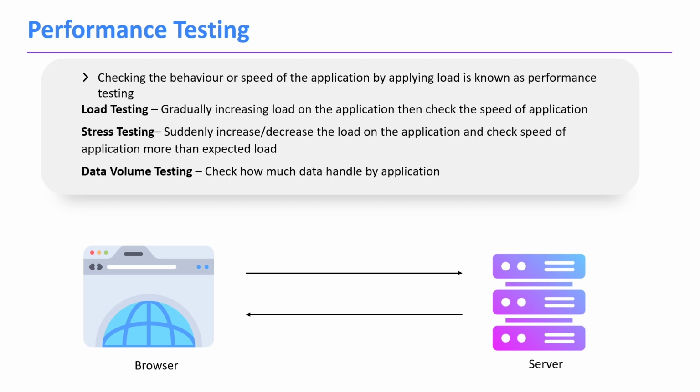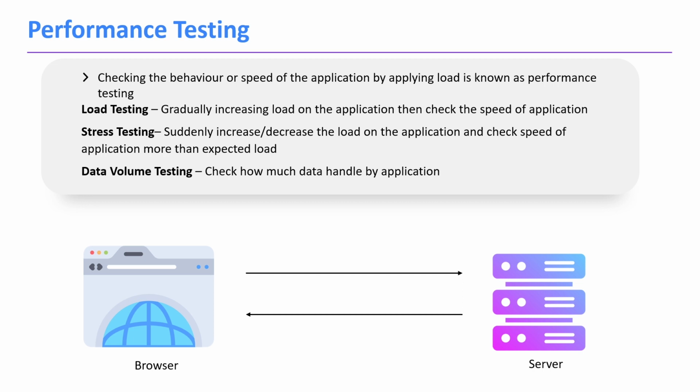One is load testing. So what is load testing? Load testing means gradually increasing the load on the application, then checking the speed of the application. Gradually increasing means first we will check for a few users like 10 users, then 20 users, then 100, then 200, then 500. Like this, slowly we will increase the users and check the speed or behavior of the application. That is called load testing.